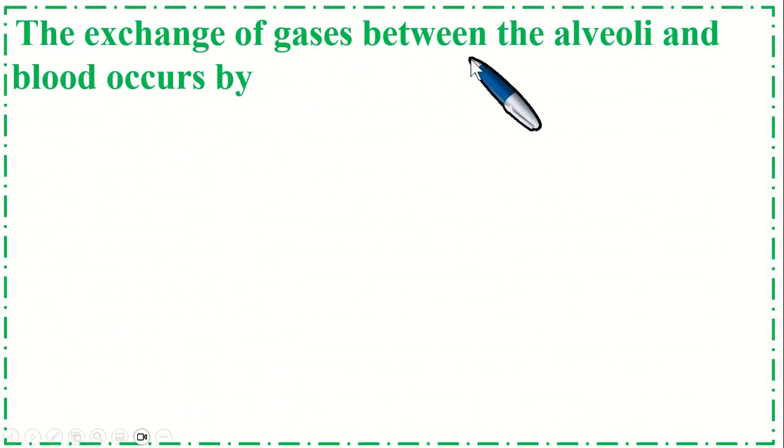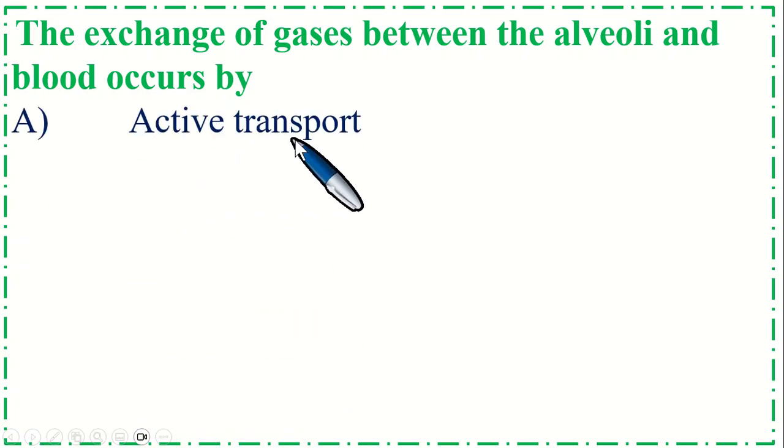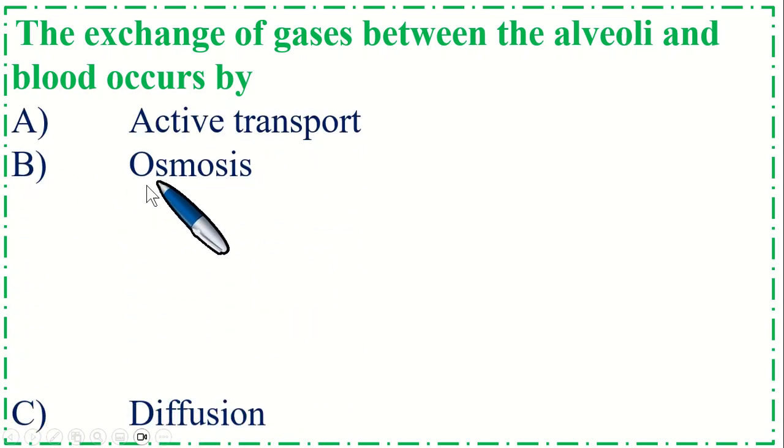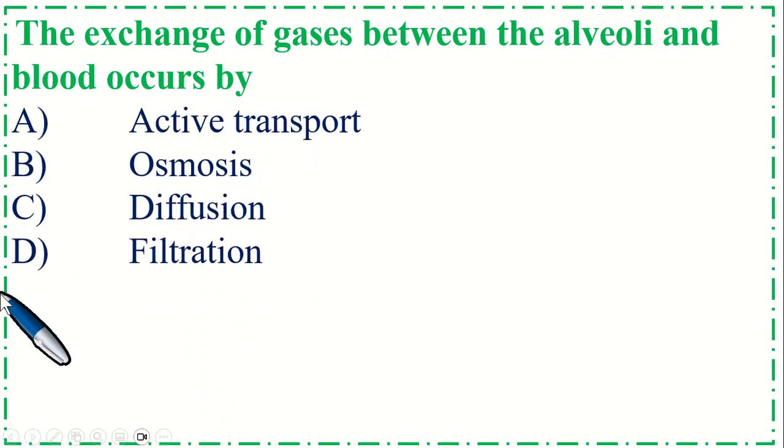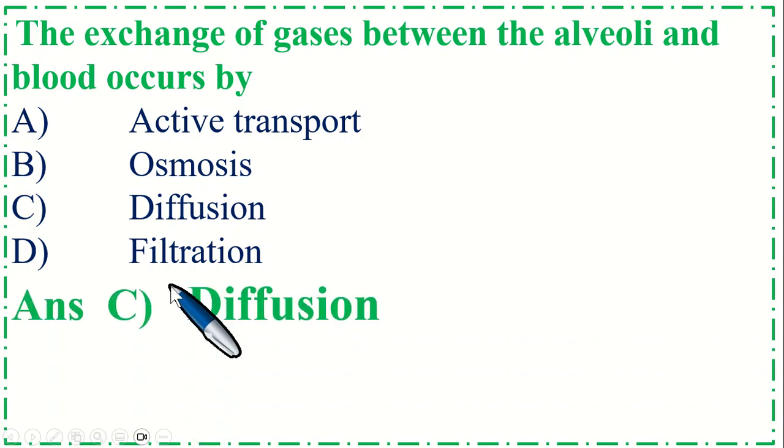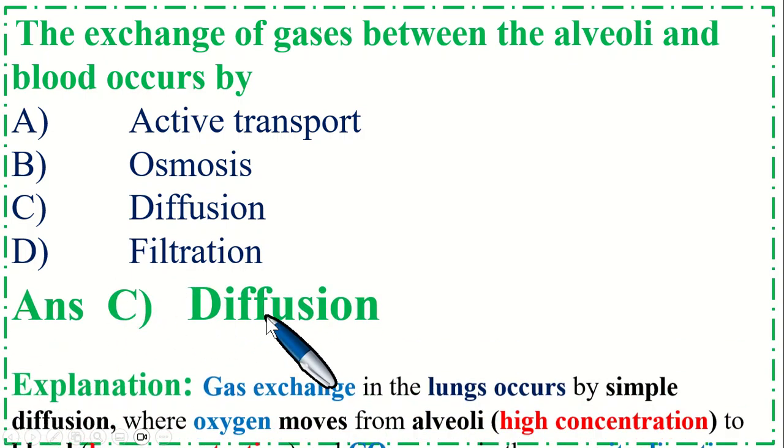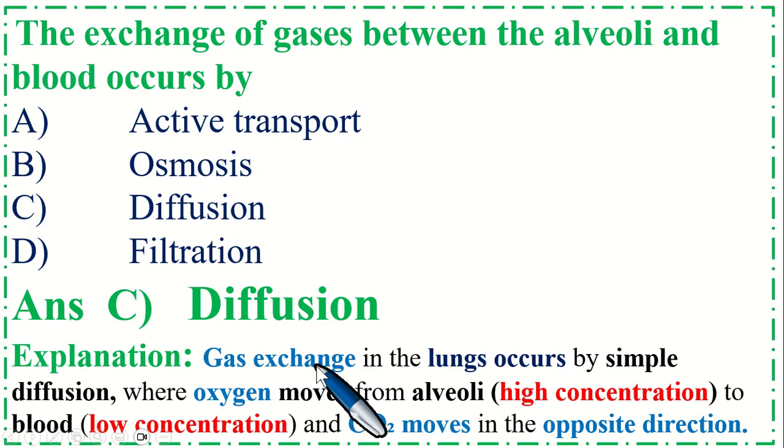The exchange of the gases between the alveoli and blood occurs by option A active transport, B osmosis, C diffusion, and option D filtration. So the correct option is C diffusion. Explanation: gas exchange in the lungs occurs by simple diffusion, where oxygen moves from alveoli (high concentration) to the blood (low concentration) and CO2 moves in the opposite direction.